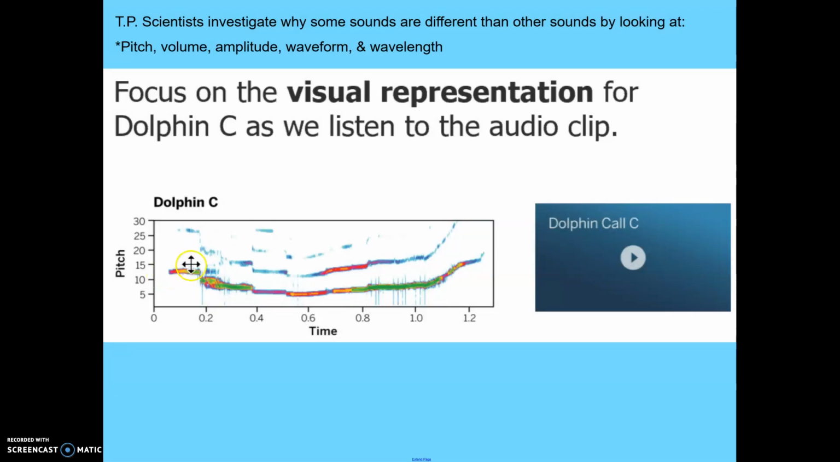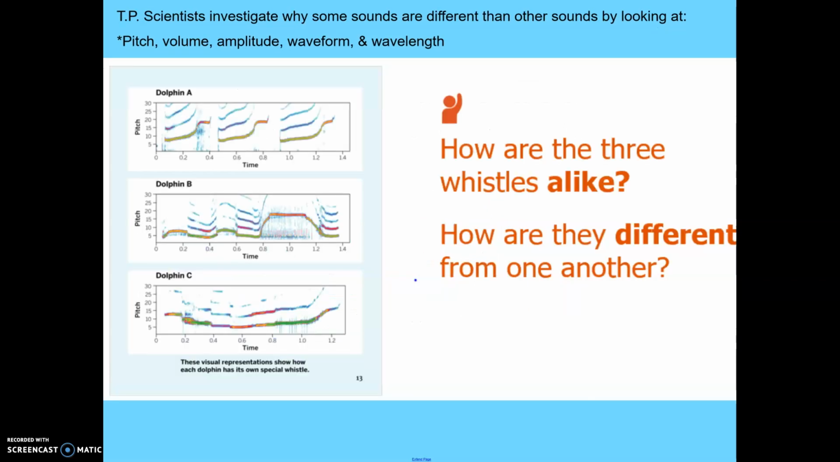Okay, so we can see that there wasn't as much of a change in pitch until the very end. It went up at the end. Now, I want you guys to think, how were these 3 whistles alike and how were they different from one another?